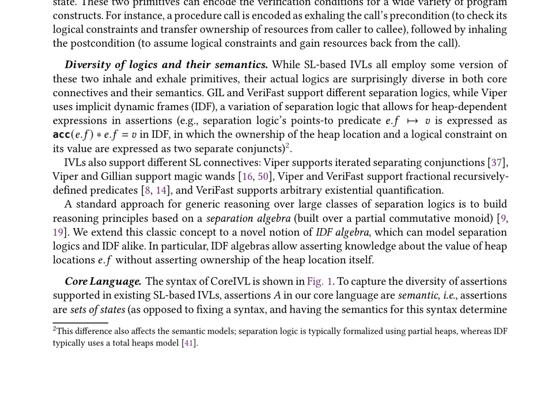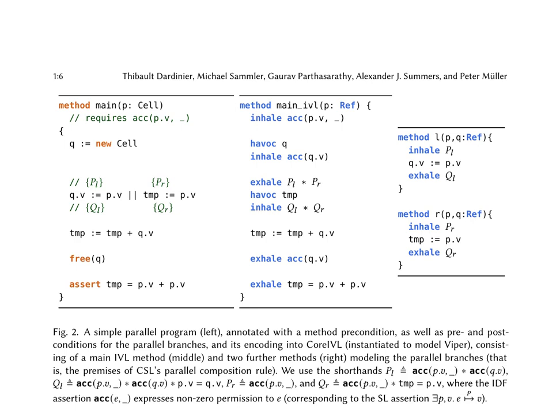The language supports diverse logics and semantics, including separation logics, implicit dynamic frames, IDF, and fractional recursively defined predicates. The syntax of Core IVL is shown in Figure 1, where assertions are semantically represented as sets of states, and expressions are partial functions from states to values. The language includes key verification primitives such as inhale, exhale, and havoc, which allow encoding various statements, including while loops, procedure calls, and proof rules for parallel programs.